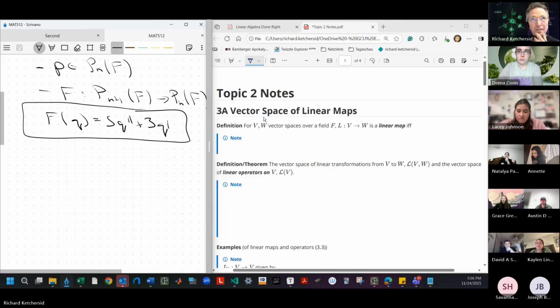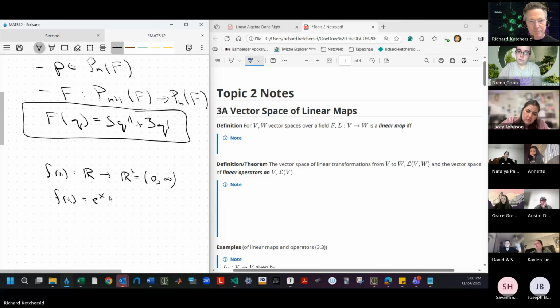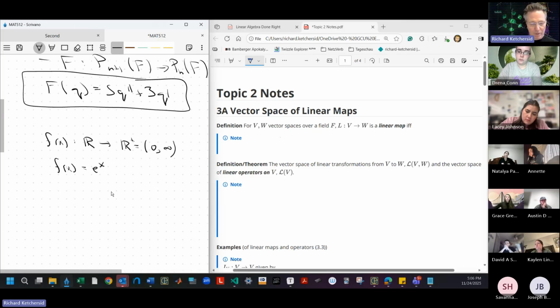Suppose, let's see, what's a good one? Suppose I'm looking at the exponential function. Sorry, I'm going to leave this problem we were on for just a little bit. Suppose I'm looking at the function f of x going from R, the set of all reals, to R plus, the open interval 0 to infinity. And the function is going to be f of x equals e to the x, okay?